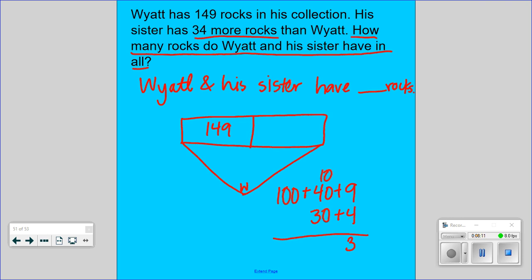Alright, let's get over to my 10s. 10 plus 40 plus 30. If you have trouble, skip count by 10s. 40, 50, 60, 70, 80. I did 40 plus 30. What's another 10? Ethan, what did we get? We got 80.